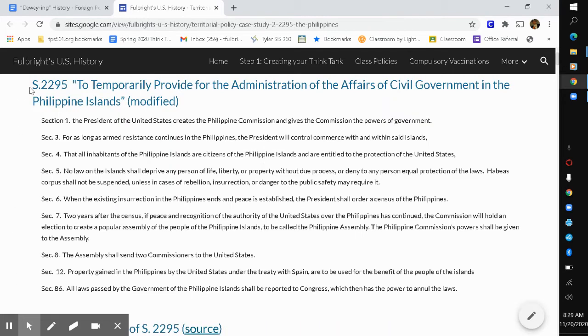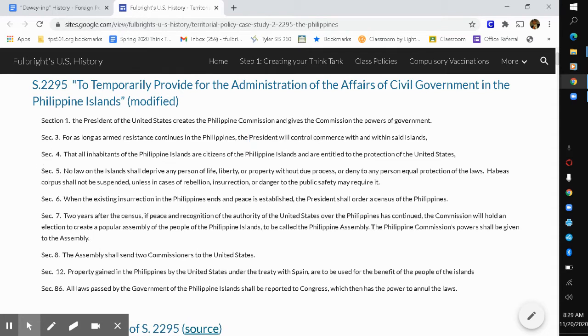So let's find out what Senate Bill 2295 would actually do. Section number 1. The President of the United States creates the Philippine Commission and gives the Commission the powers of government. For as long as armed resistance continues in the Philippines, the President will control commerce with and within said islands. So as long as the Filipinos continue to fight against us, who's really going to be in control of the island?